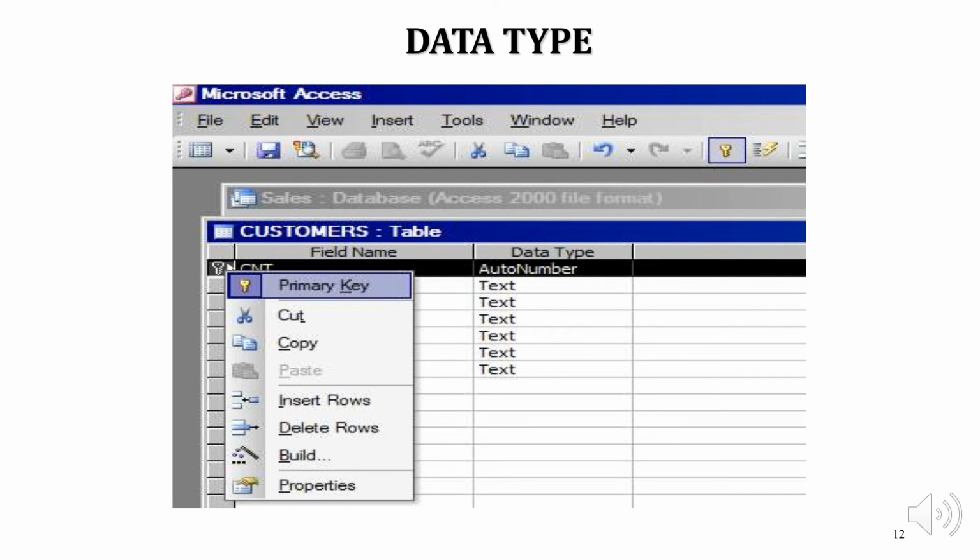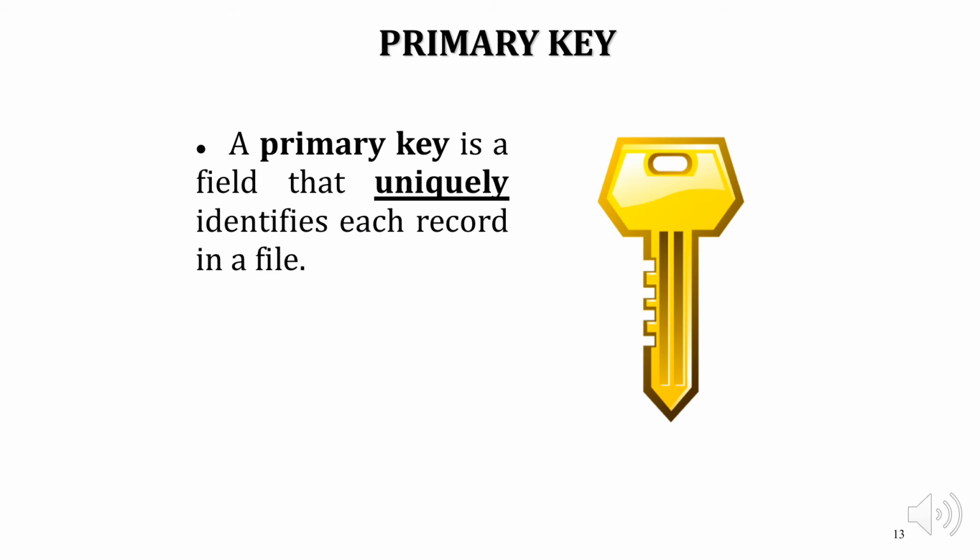Okay, primary key is actually the unique number. Okay, I discussed about primary key. So a primary key is a field that uniquely identify each record in a file. Okay, so don't worry about the primary key because when we create a database in Access, and we create a table and we insert the field name in the table, it automatically identifies the primary key for each of the field name.